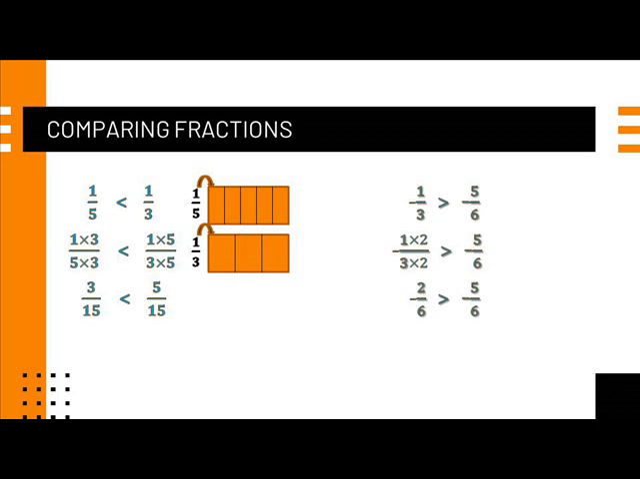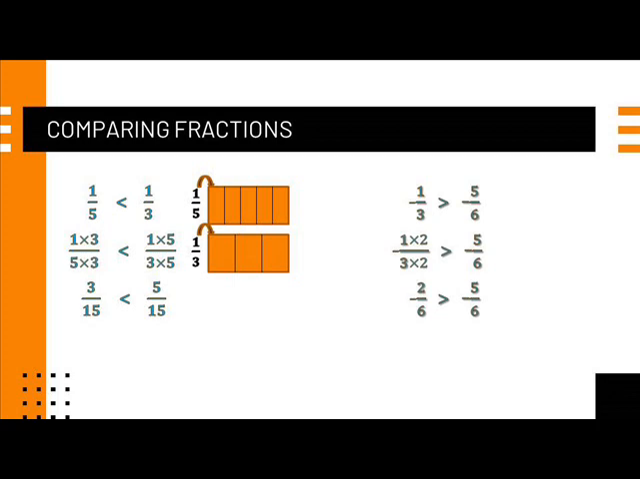Here we use the idea of equivalent fractions, or we can make use of the LCM of the denominators. When we have converted the fractions into like fractions, the fraction with the greater numerator is the larger one. So when we have 3 over 15 and 5 over 15, obviously 3 over 15 is less than 5 over 15. Here I have also drawn it for you. I have drawn a rectangle for you. For 1 over 5, I have divided the rectangle into 5 equal parts, and for 1 over 3, I have divided the rectangle into 3 equal parts. Now it is quite visible that 1 out of 5 parts is obviously less than 1 out of 3 parts.